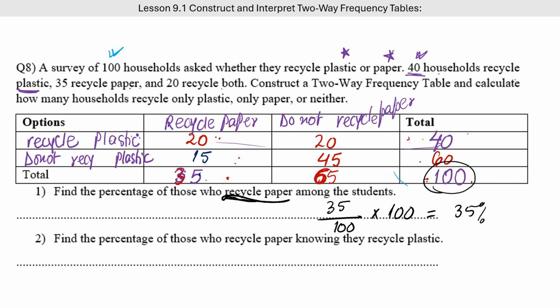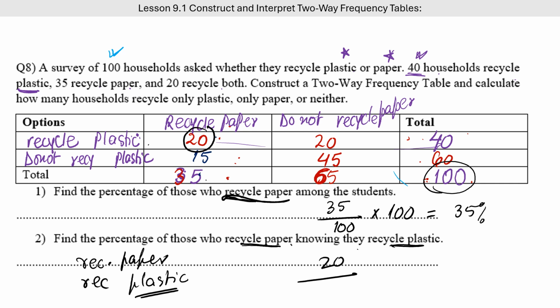Now find the percentage of those who recycle paper, first of all, knowing they recycle plastic. Which means what? It means recycle paper and recycle plastic. First of all, this. Where is this number of people, recycle plastic and recycle paper? It's 20. Upon what is the second condition? That is recycle plastic. So what is the total of recycled plastic? It's 40. And then times 100.